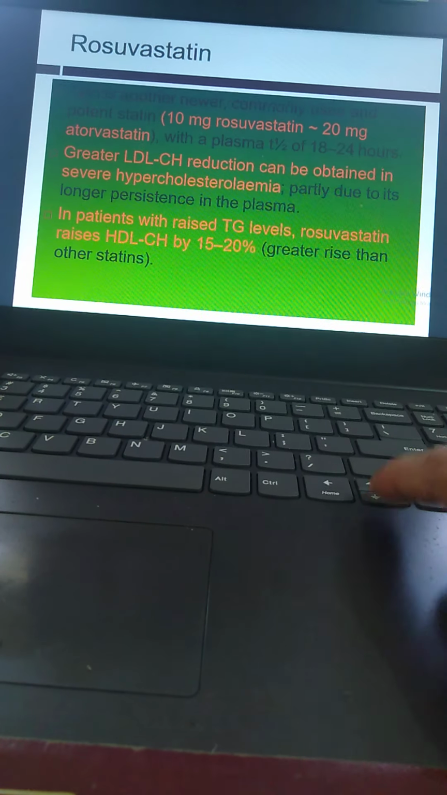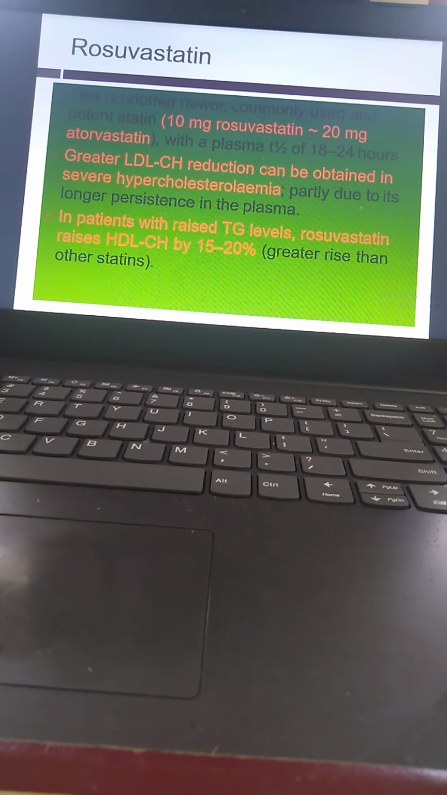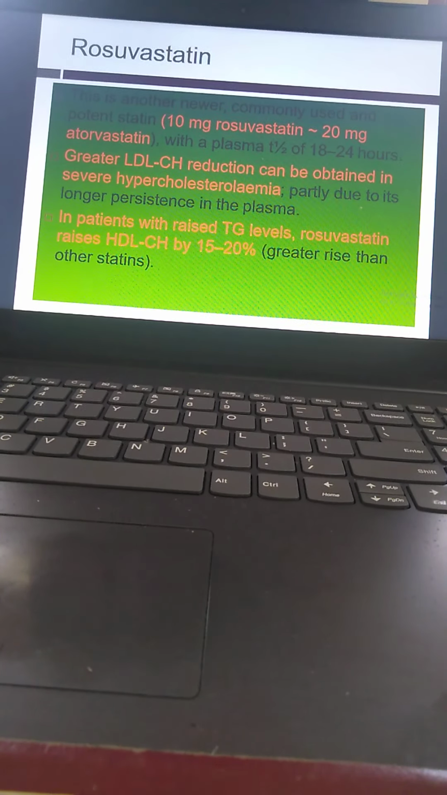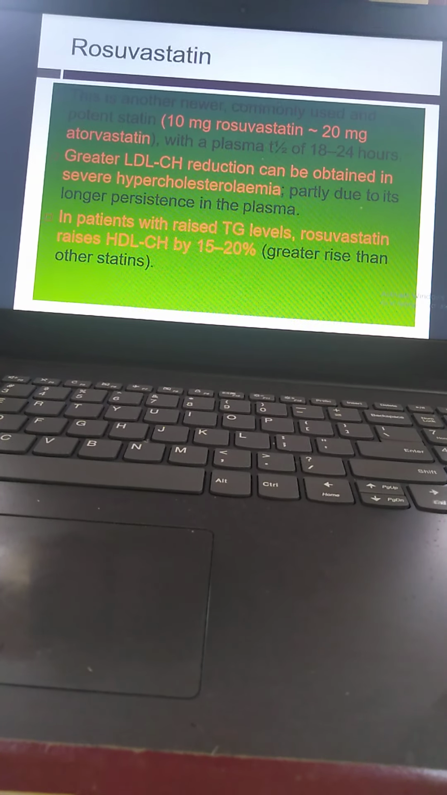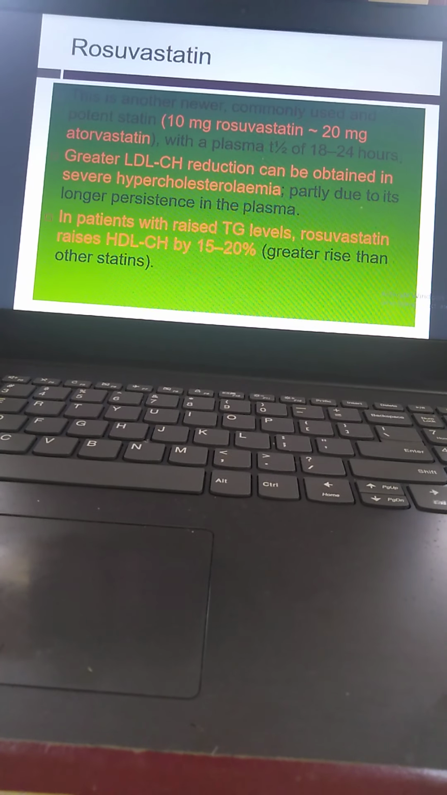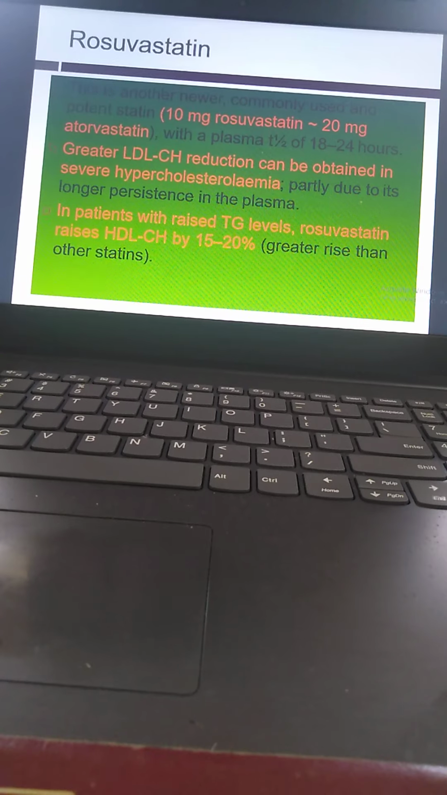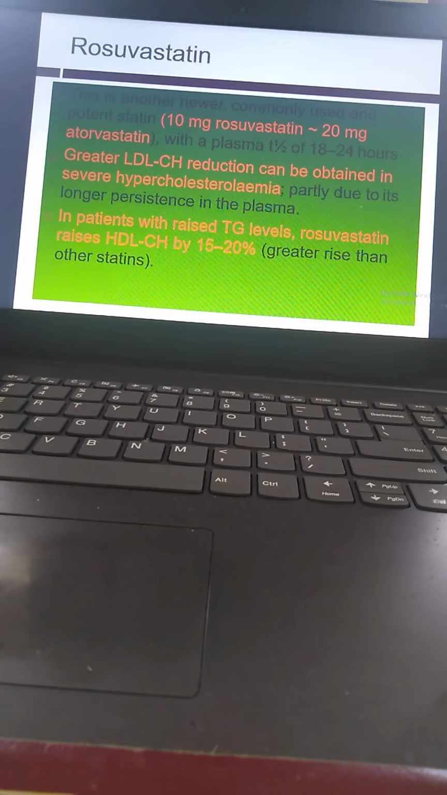And rosuvastatin is stronger than atorvastatin. This is another newer, commonly used and potent statin. 10 milligram of rosuvastatin is equal to 20 milligram of atorvastatin. It is more potent, with a plasma half-life of 18 to 24 hours, so greater LDL reduction can be obtained due to its longer persistence in the plasma. In patients with raised TG levels, rosuvastatin also raises HDL. HDL is a good sign if it is raised by 15 to 20%, a greater rise than with other statins.